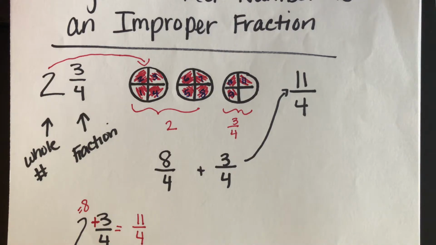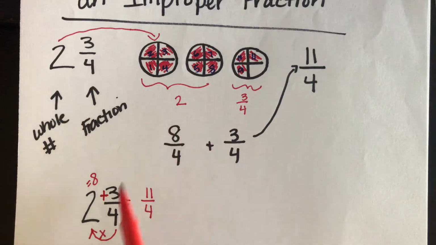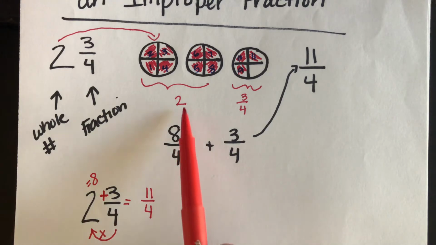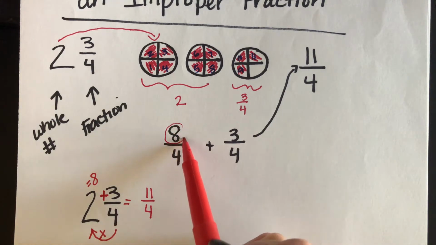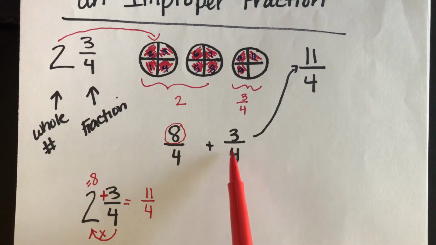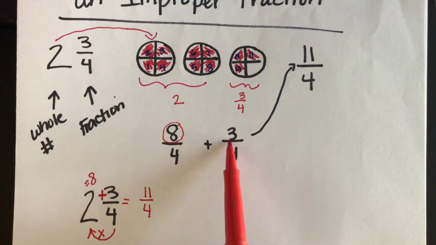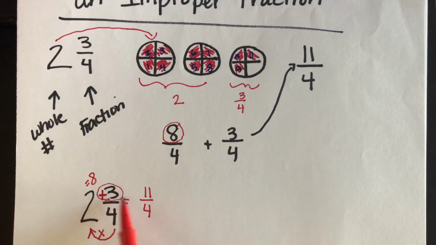So again, I'm going to say what we did. We took our 4 and we multiplied it by our 2 because we had 2 wholes. So we're multiplying our 2 wholes by 4 and that gives us our 8. And then you're going to add the 3/4 to that 8. So we're adding here to get a total of 11 fourths. Let's try another problem to see if this all works.